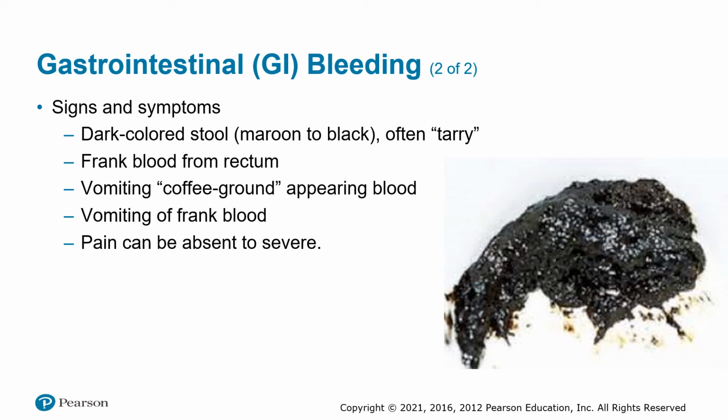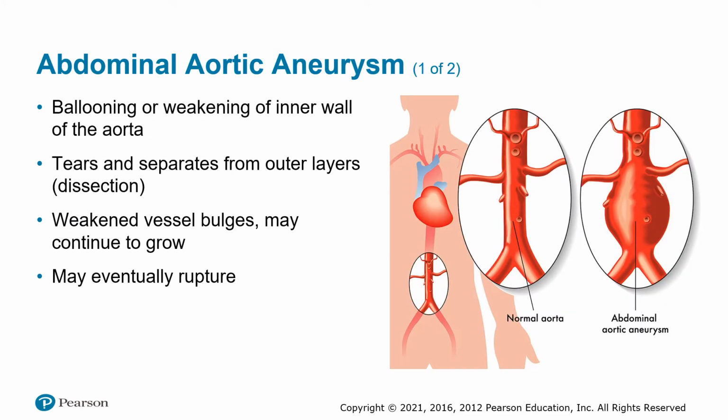Pain can be absent to severe. We talked about this a little bit, but an abdominal aortic aneurysm is where inside the blood vessel itself, it has those layers of wall, and you get a tear in that inner layer of the wall that goes from the inner layer to the middle layer, and it just fills up with blood. Eventually, it will weaken, and it may eventually rupture as well.